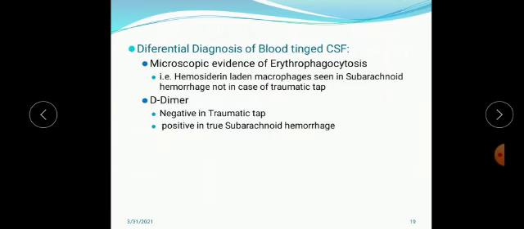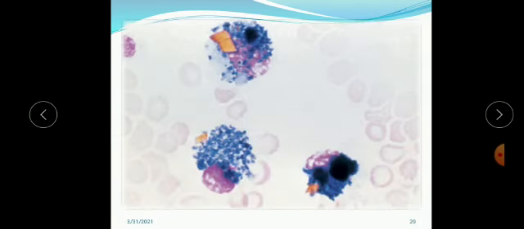Another investigation which can help to differentiate blood-tinged CSF is microscopic evidence of erythrophagocytosis, that is hemosiderin-laden macrophages, which can be seen in subarachnoid hemorrhage and not in case of traumatic tap. D-dimer will be positive in true subarachnoid hemorrhage and it will be negative in traumatic tap. So these are the hemosiderin-laden macrophages which can be seen in subarachnoid hemorrhage.